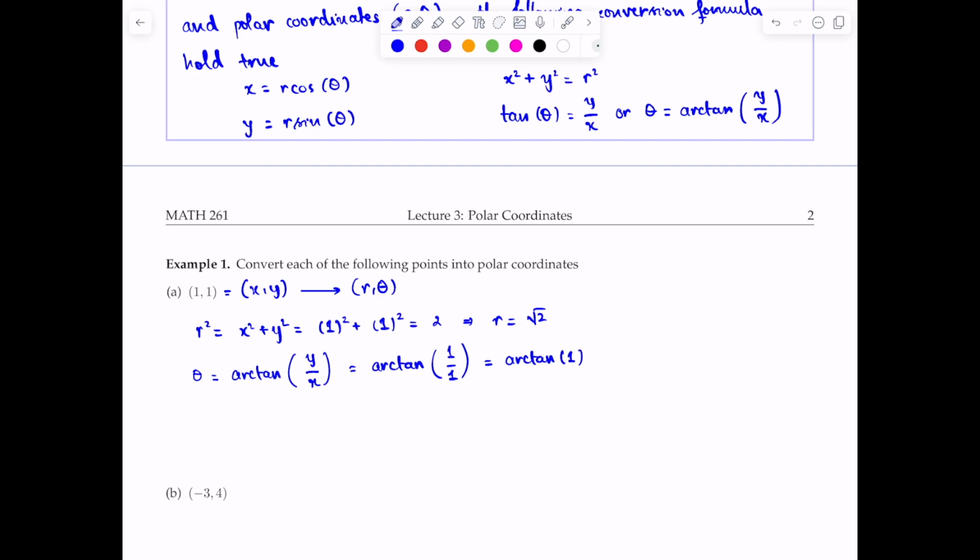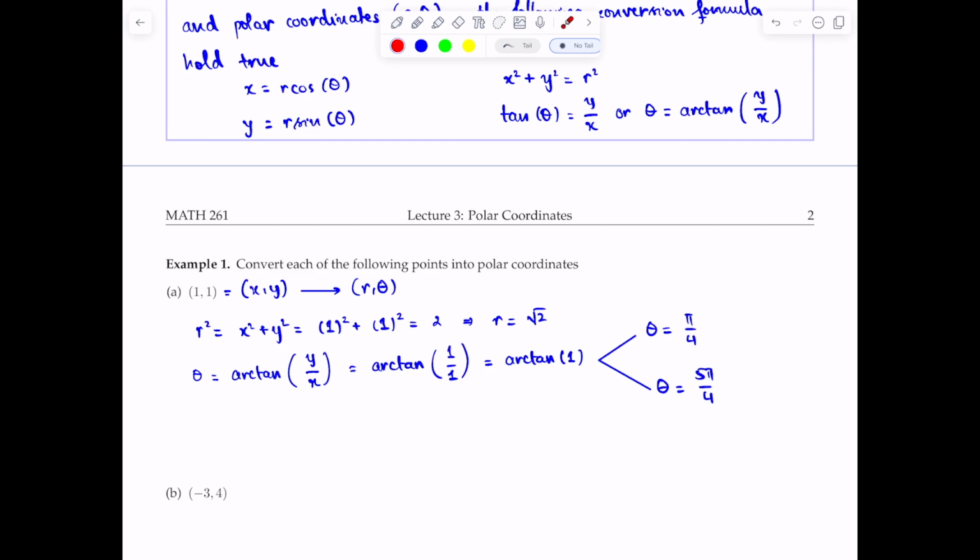It's because when theta equals arctangent of 1, there are 2 values of theta that you're going to obtain. The first one is when theta equals pi over 4. Why is that the case? Because tangent of pi over 4 is equal to 1. But also, in the case of theta equal to 5 pi over 4, which is in the third quadrant, tangent of 5 pi over 4 also gives you 1. Okay, so how could you distinguish? You look at the given point. So the given point here is 1, 1.